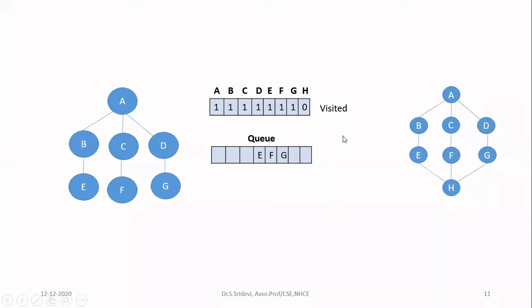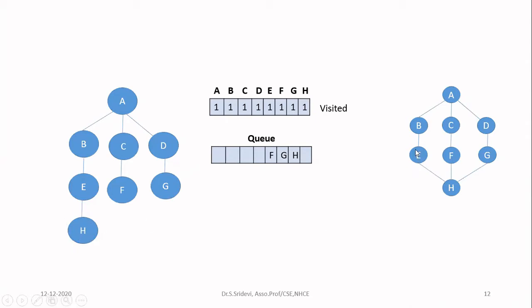Removing E, you have to go and check the neighbors of E. Now E is having two neighbors, B and then H. So first remove E, then go and check B and H. B is already visited, mark visited of H as 1. After that, insert H into the queue, then you add H in the output graph or tree, whatever may be. In the output diagram, you're going to add H.